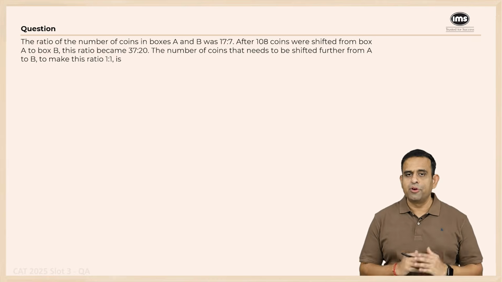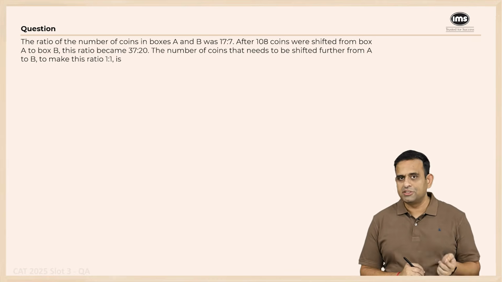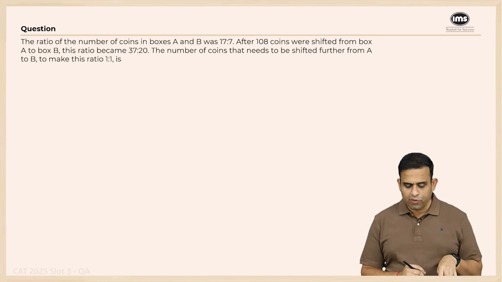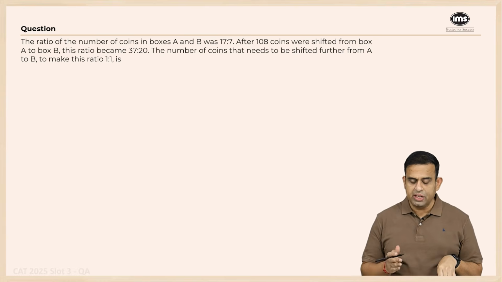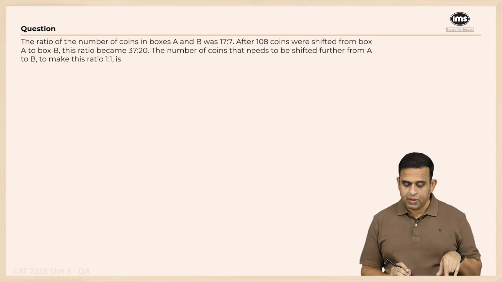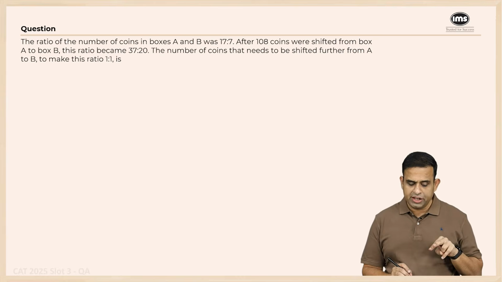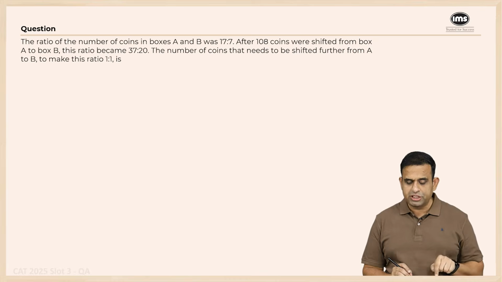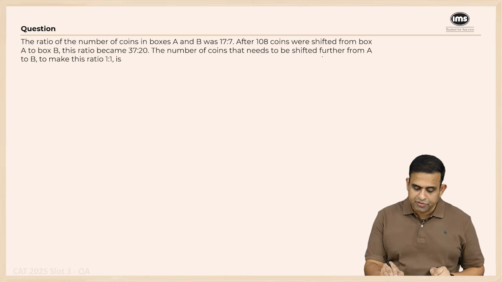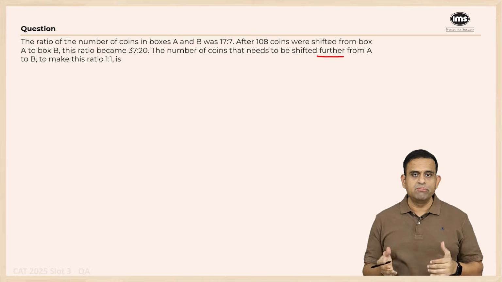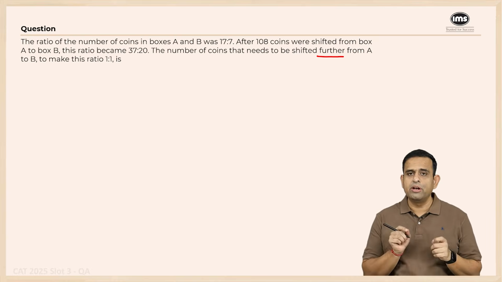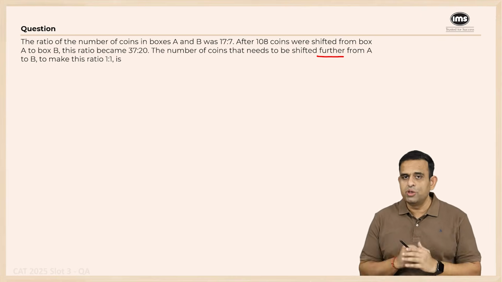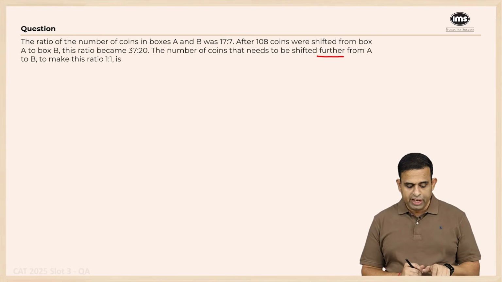The next sum happens to be on ratio, and the sum goes like this. Again, an interesting question. The ratio of the number of coins in box A and box B was 17:7. After 108 coins were shifted from box A to box B, the ratio became 37:20. The number of coins that need to be shifted further, this part was very important. I have seen people making mistakes in this particular question because they have not given due importance to the word over here, which is further. From A to B, to make this ratio 1:1.